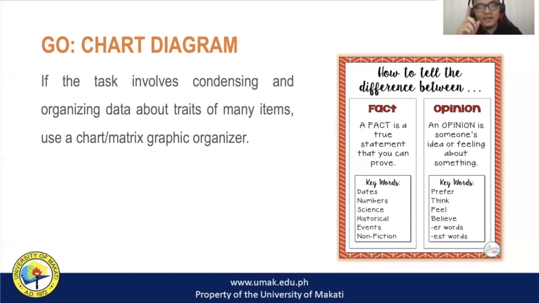Okay, next we have the chart diagram. Ooh, this is also very popular. If the task involves condensing and organizing data about traits of many items, use a chart, matrix, graphic organizer. I think this is pretty simple. If you look at the illustration here, although these are only two items, it's not limited to two, you guys. So you can also put as many items as you like and just put very specific indicators or characteristics that you want your audience to see.